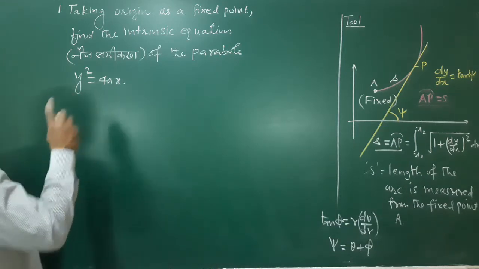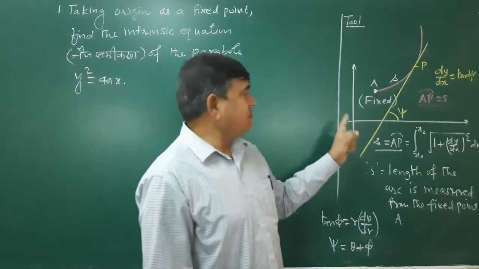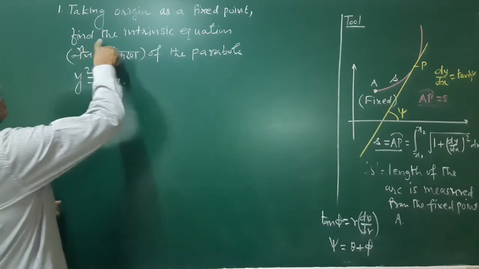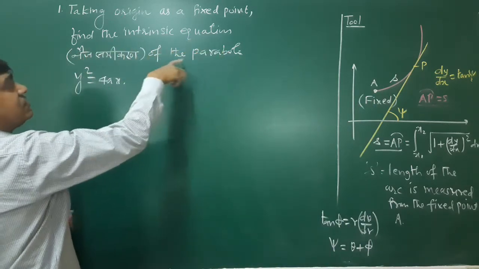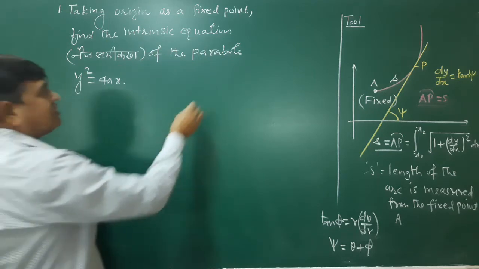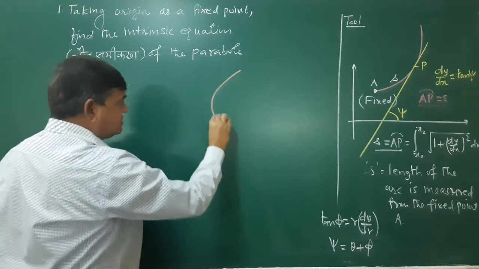Taking origin as a fixed point means instead of A, we are given the origin as a fixed point. Find the intrinsic equation of the parabola y square equals 4ax. Diagram is not necessary, but even then I draw this.